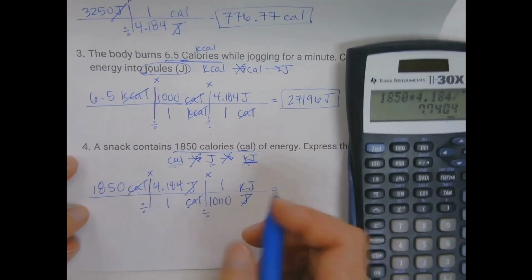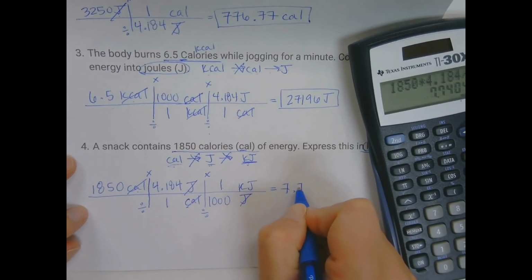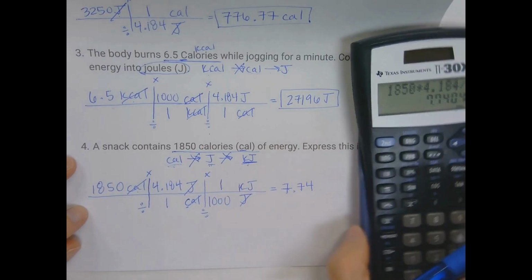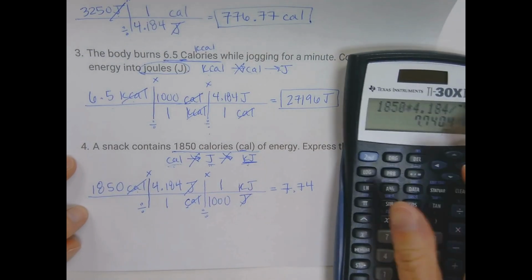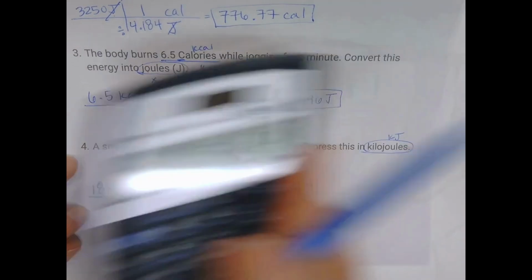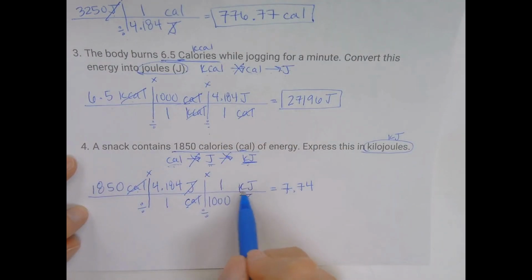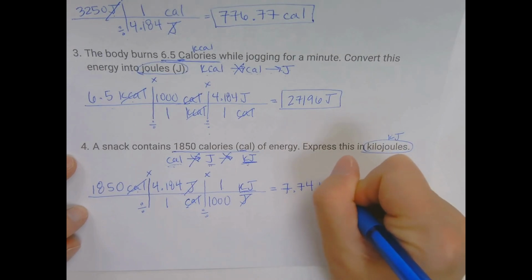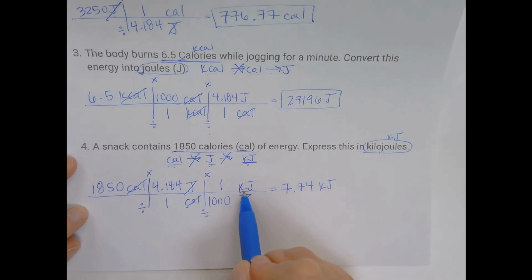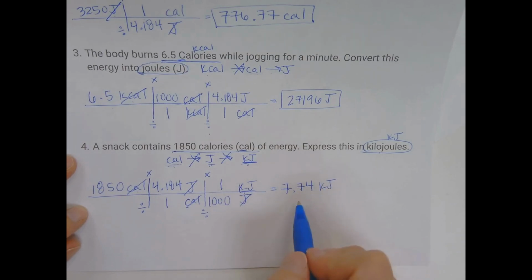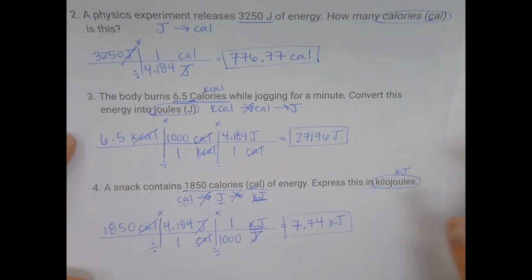So our answer is 7.74, because this 0 does not round the 4. Okay, 7.74, and then my units are kilojoules, because it's what the question asked me for, and it's the one that is not crossed out or canceled. So that is our final answer. So this is how we are converting from calories, as in food calories, to our base unit calories to joules and kilojoules.